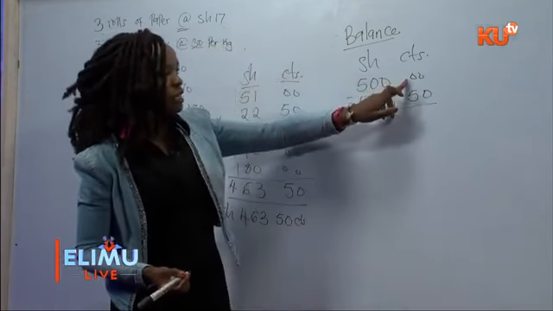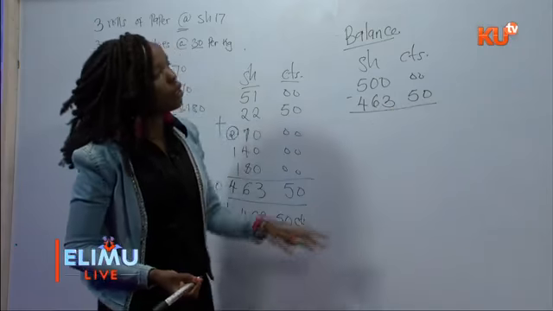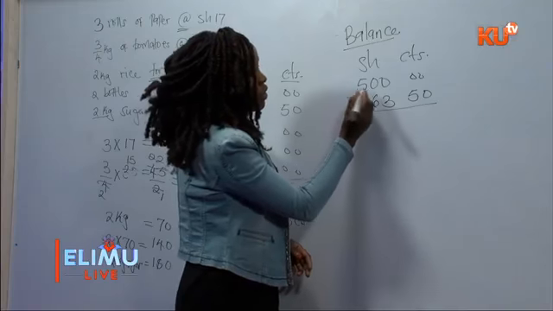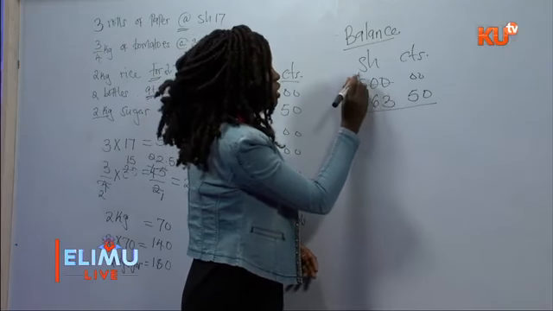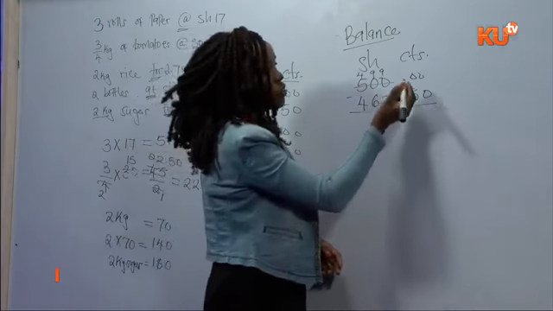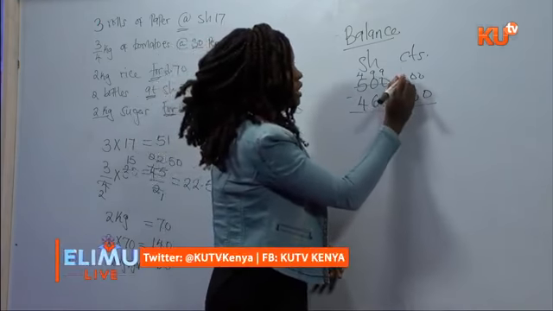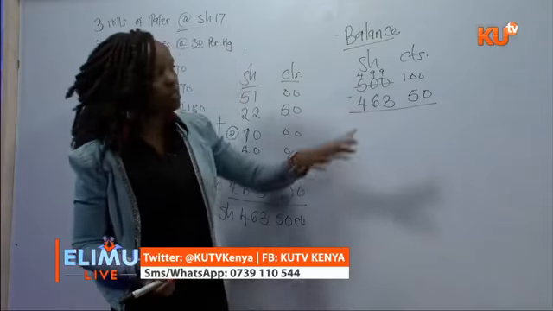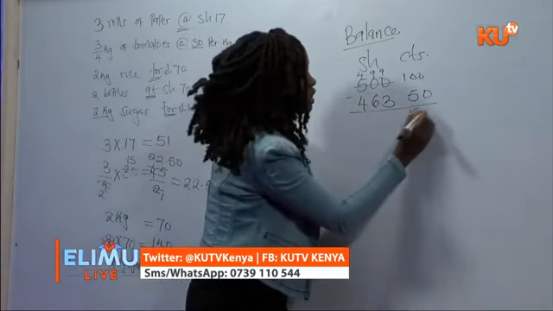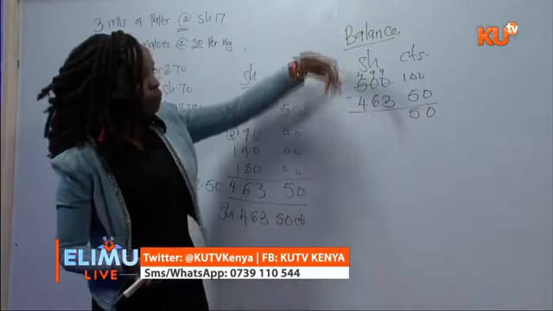So here we have 0 cents and we have 50 cents. We borrow a shilling from this side. This was 500. If I borrow a shilling, I'm going to remain with 499 shillings. That shilling is equivalent to 100 cents. So this side I'm going to have 100 cents. 100 cents minus 50 cents, I get 50 cents.